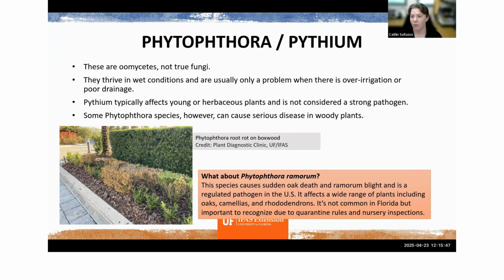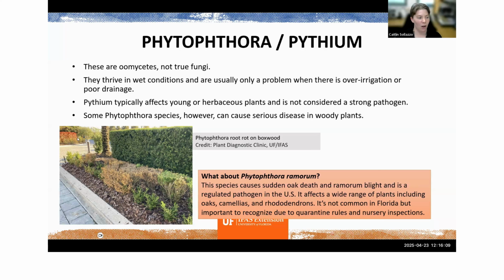So you will not find Pythium in woodies, especially older woodies. So like maybe in a nursery setting, if you're propagating, you'll find Pythium. In a landscape setting, you won't. And I wasn't even going to include Pythium and Phytophthora because it's not as common. But there are some Phytophthora species that can cause disease in woody plants.